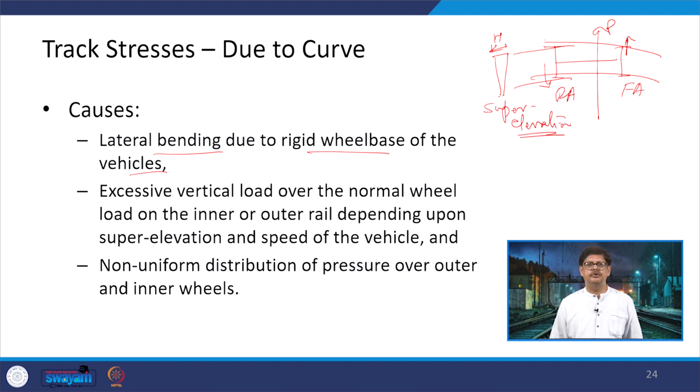And there is a non-uniform distribution of pressure over outer and inner wheels. This is obvious, as I said, that here the pressure is more. In the case of the rear, the pressure comes on the inner side, whereas the inner wheel on the front axle and the outer wheel on the rear axle are not facing that much pressure. So, these non-uniform conditions are there, which means the stresses are going to be induced here.